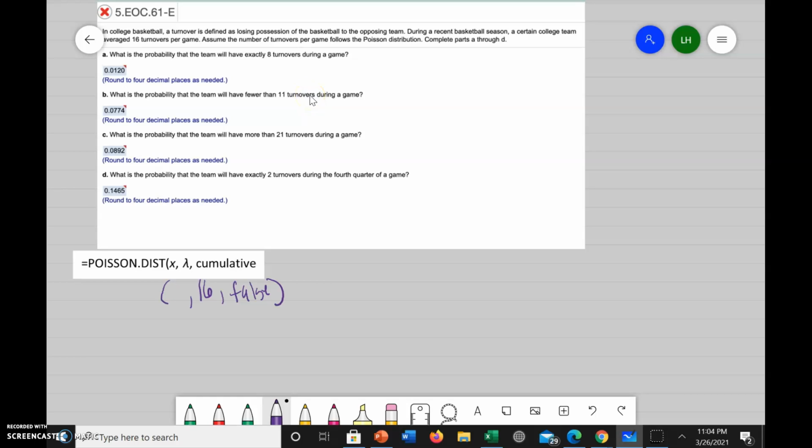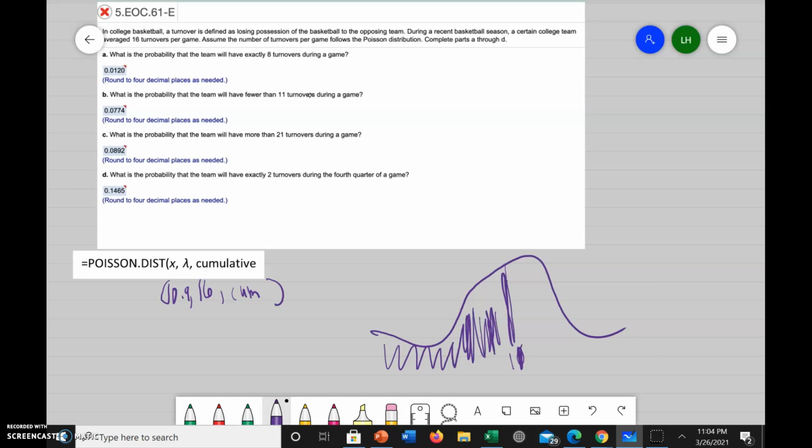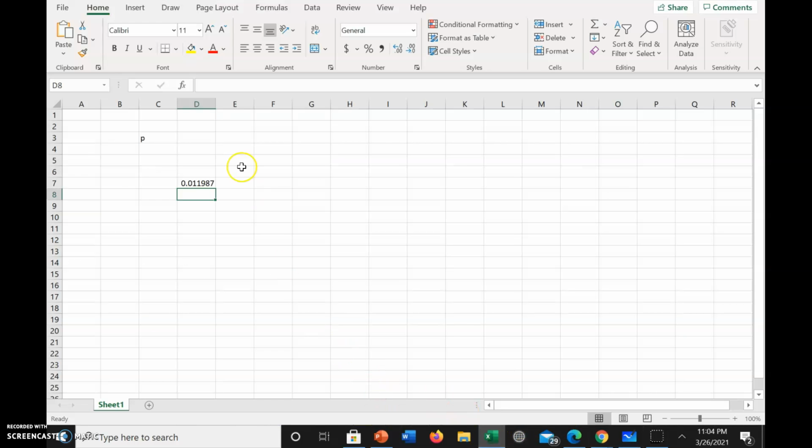And then the probability that the team will have fewer than 11. So we want it fewer than 11, so we don't want to include 11. We want it to stop at 10.99999, so all the way up to 10.999 would be cumulative. Because here, let's just say that this is our curve, and this is 11. Well, we want to know everything fewer than 11. So we want to get right up to 11, so up to 10.999.